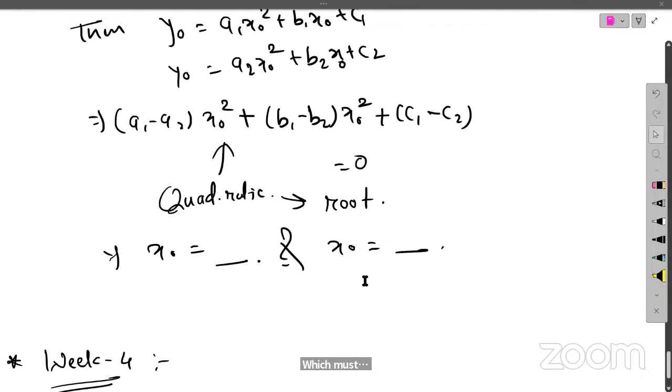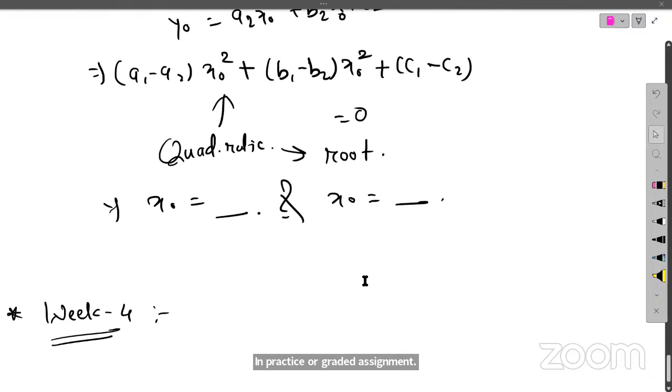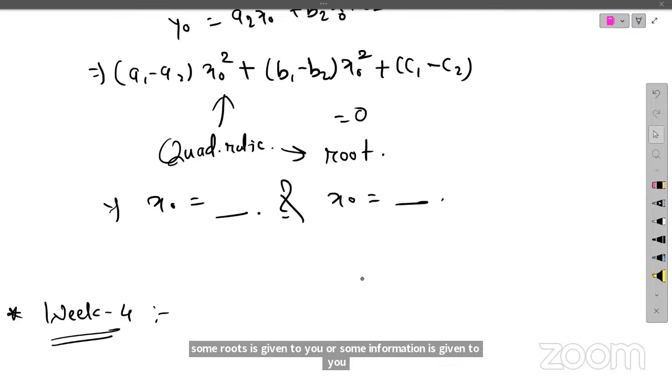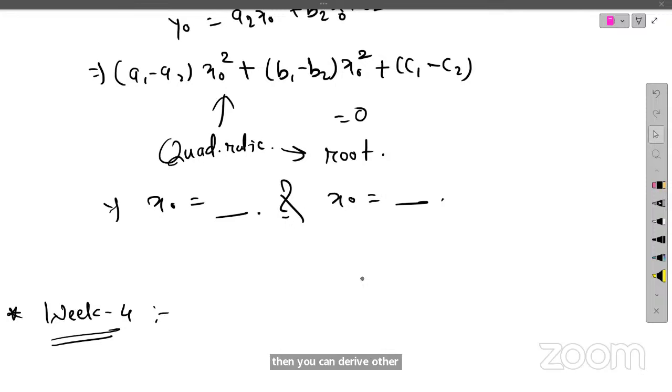In the practice or graded assignment, you have done a variety of questions, right? So some kind of that only. I can't tell you exactly how the question will be. It will be simple if some roots or some information is given to you, then you can derive the other. It's not that tough.